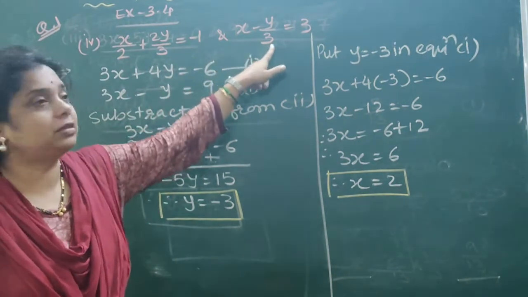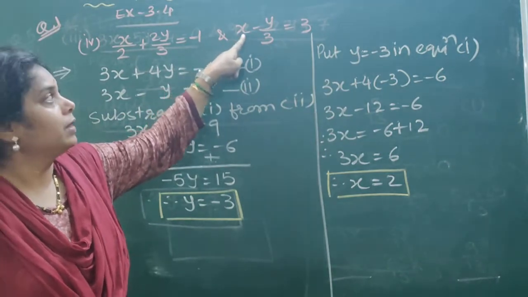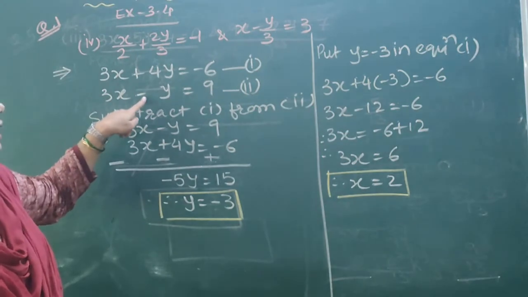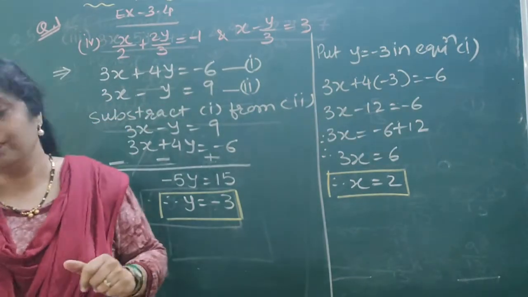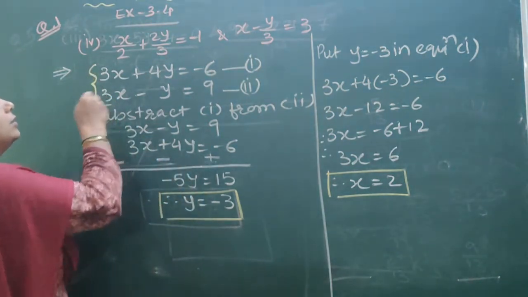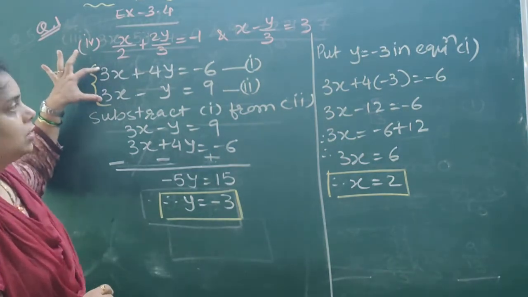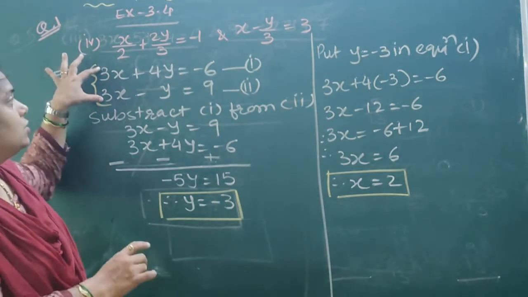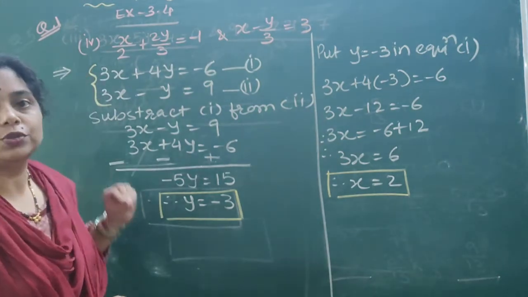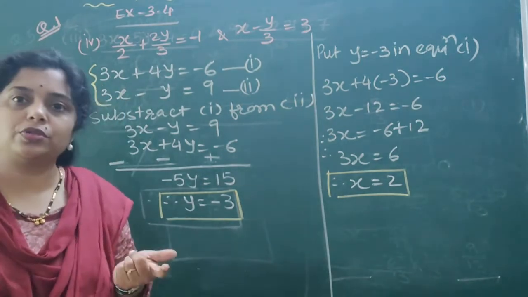And as the LCM is 3 in the second linear equation, we have to multiply with 3. This is minus y and 3 3s are 9. So 3x minus y is equal to 9. You can see that these two are the main linear equations. Now we have to use these for the elimination method. As you see here, 3 and 3, both coefficients of the x variable are the same. So both are positive.